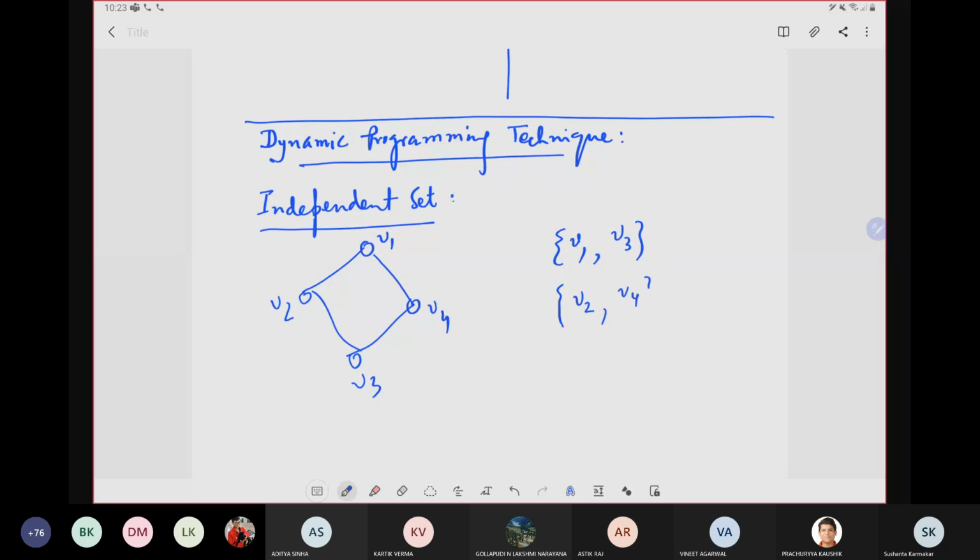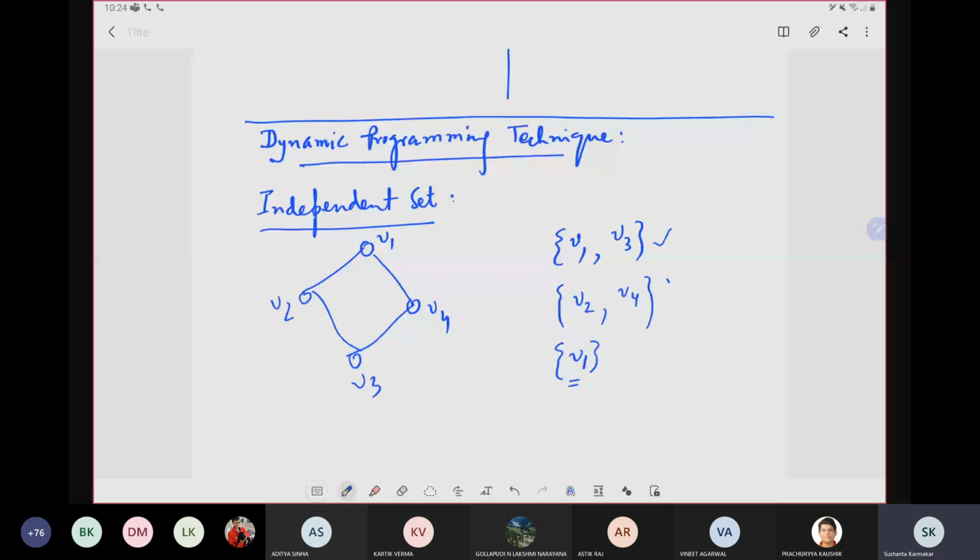Now, in a graph, there may be many independent sets of different sizes. In this graph, for example, I can have an independent set of just V1. This is enough, but it is an independent set of smaller size. These 2 are independent sets of bigger size, like 2.